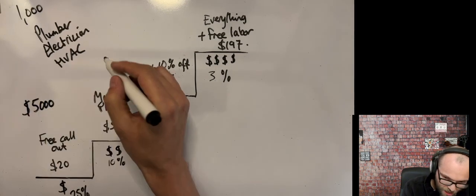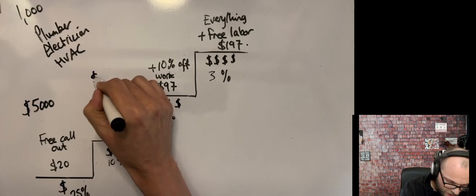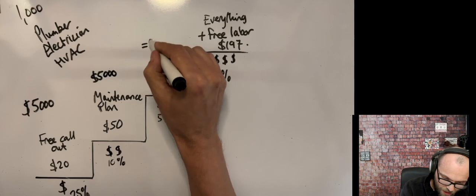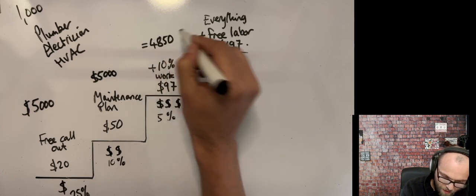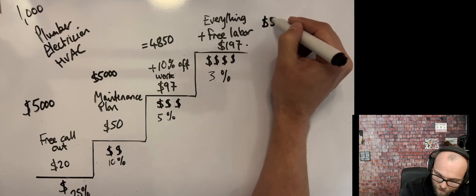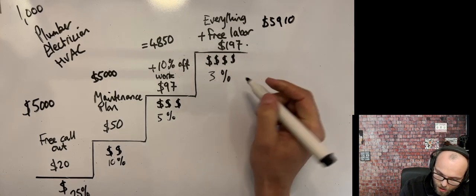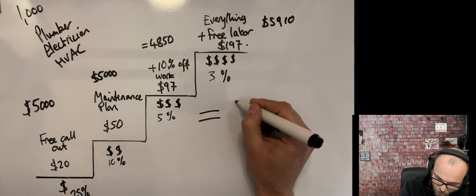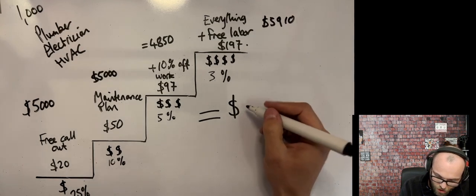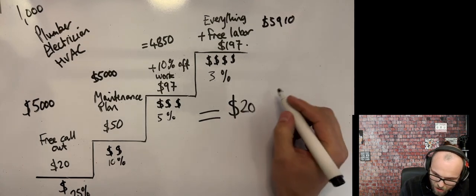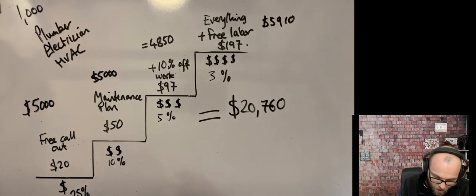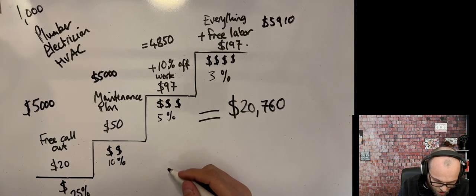That'll be 5,000 there. That would be another 5,000. This here would be 4,850. And then up this end, this one would be 5,910. That gives you a grand total for zero extra work, because you'll be doing the work anyway, every month of 20,760.